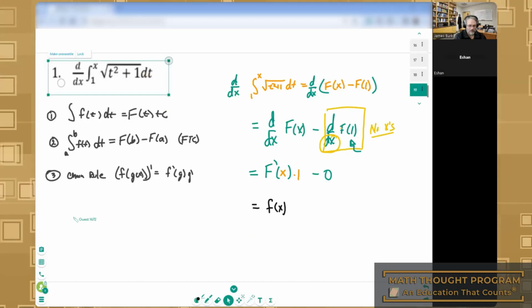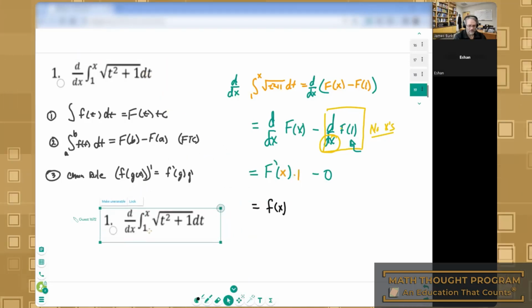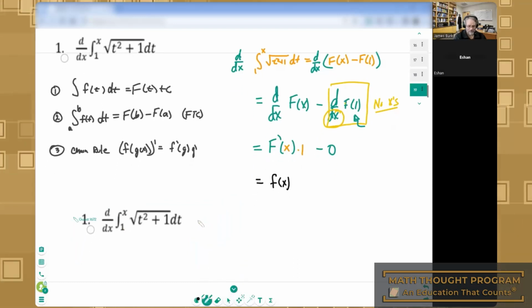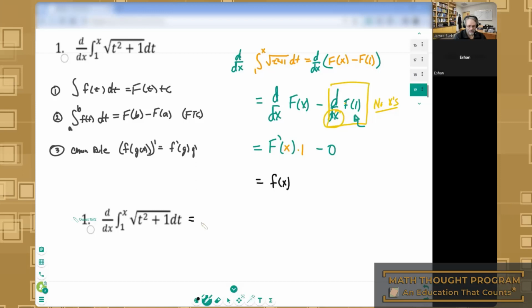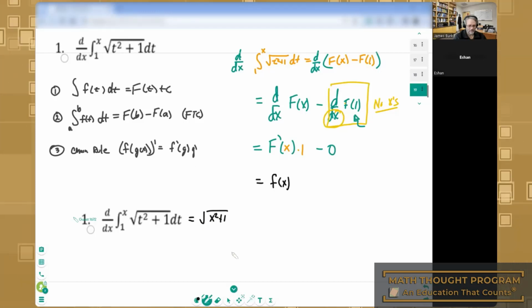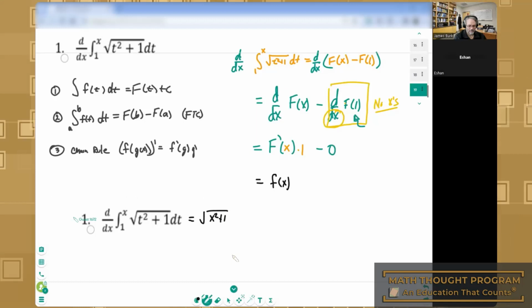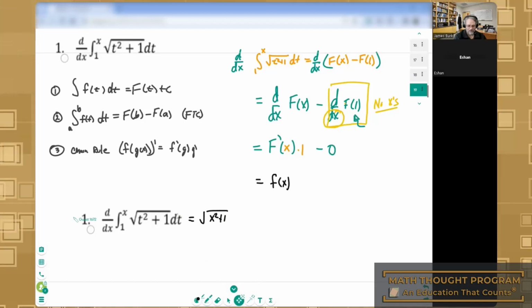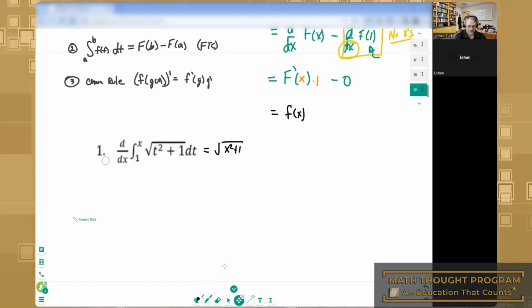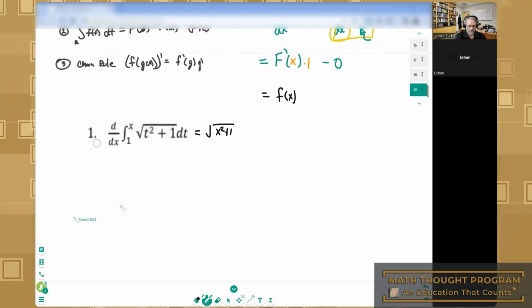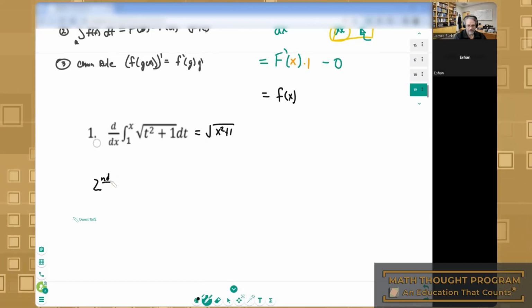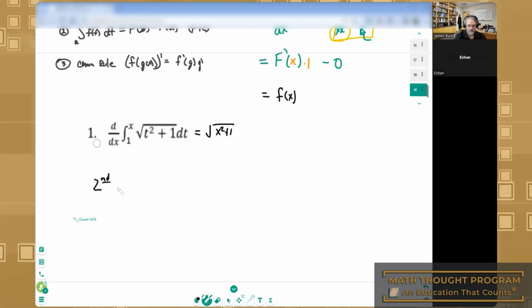So when I look at this problem, it seems really, really confusing and challenging until I realize it's nothing more than the square root of x squared plus 1. Done. Now, this right here, this is what's called the second fundamental theorem of calculus. And the second fundamental theorem of calculus uses the first fundamental theorem of calculus in correlation to the chain rule.